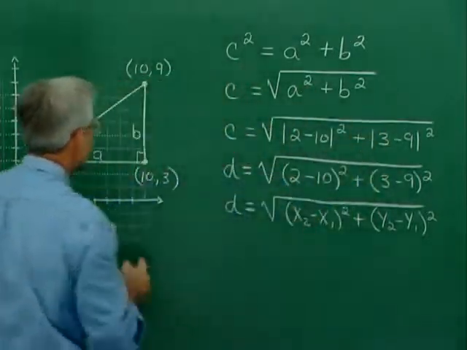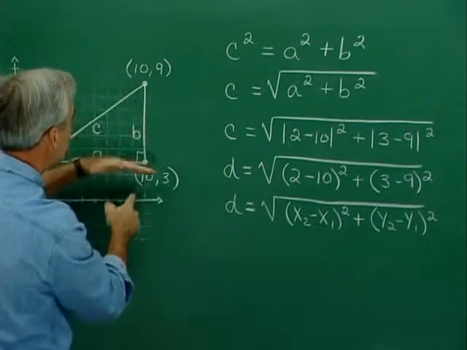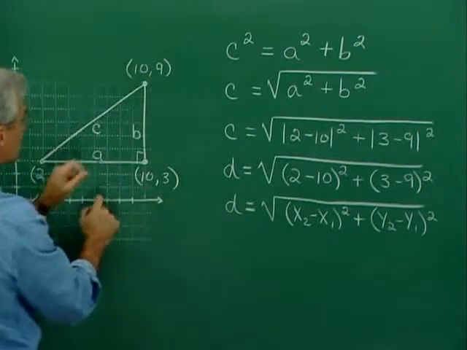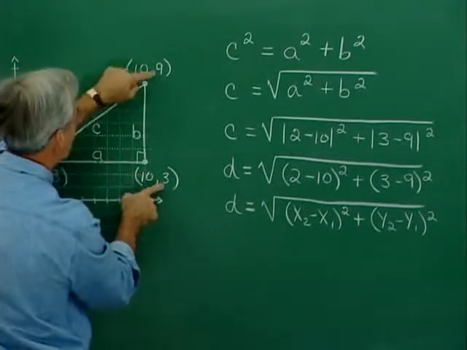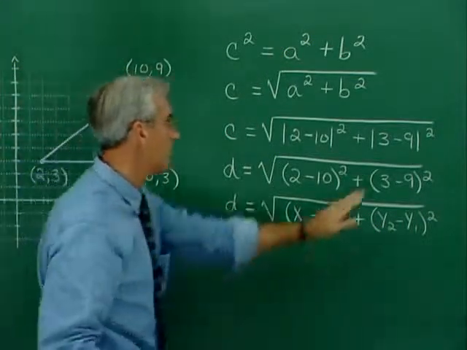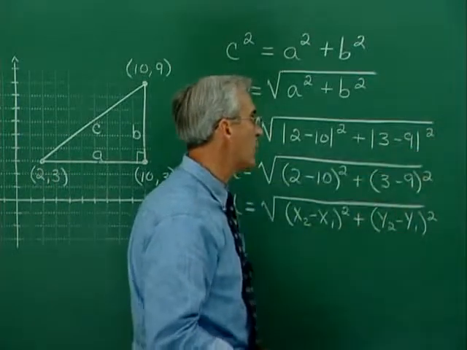In a similar way, the distance from this point to this point, these are vertical distances now, so the second component comes into play here in these coordinates. So it's the absolute value of 3 minus 9 for that distance. So the absolute value of 3 minus 9, or 9 minus 3 if you'd like, and that value is squared.